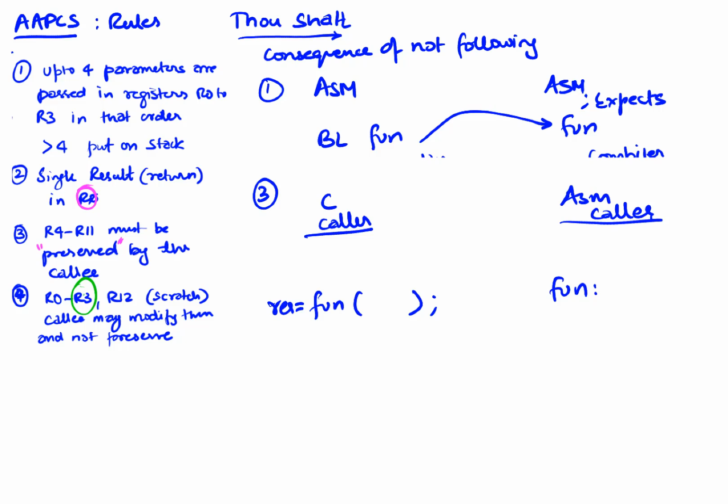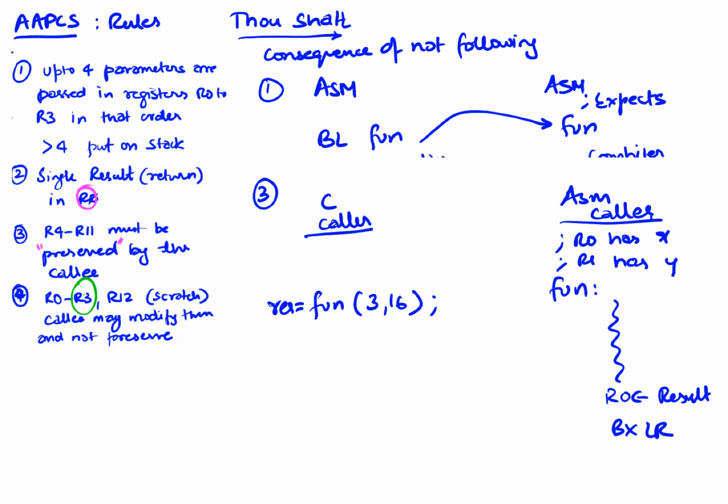Can you call with the same numbers, 3 and 16? Okay, let's do that. 3 and 16. And now this function says that I expect R0 has X and R1 has Y, and he's going to do something with it, and then eventually he's going to put the result in R0. And then what happens after that? And then he does a BX LR. I got it. So that's what it looks like.